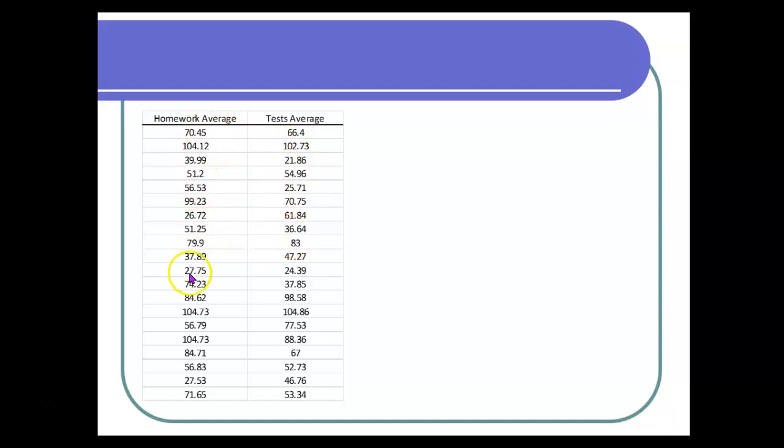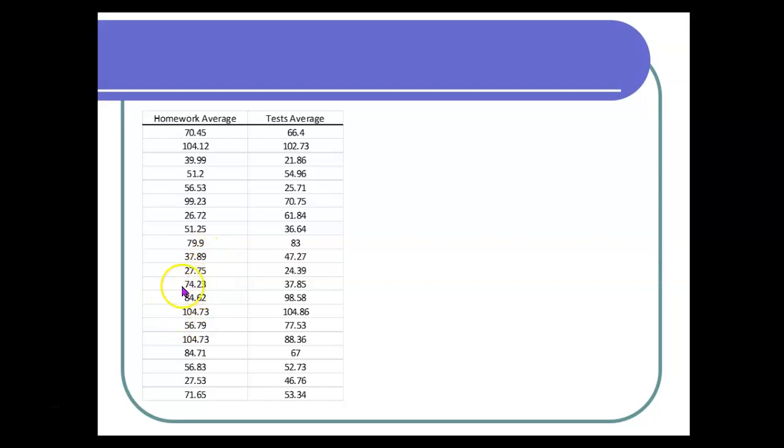And just looking through these lists of numbers, it looks like people who got a really high homework average also got a really high test average. And people who got a really low homework average also tended to get a really low test average. Now, it's not 100% true.